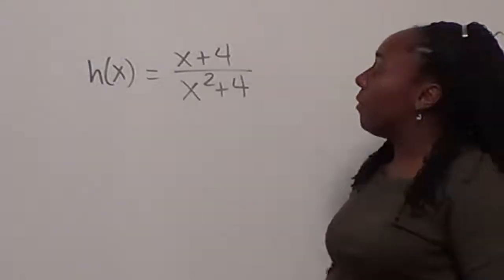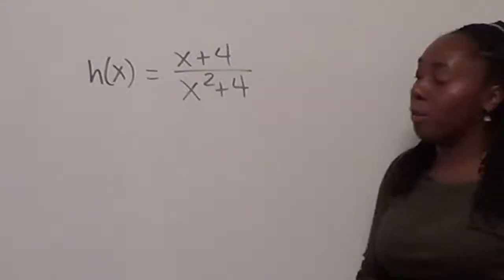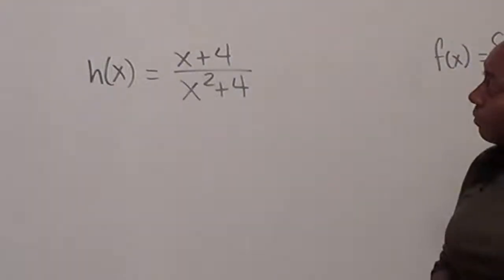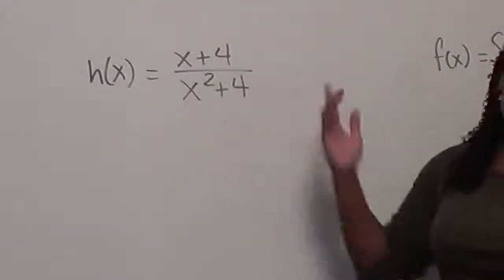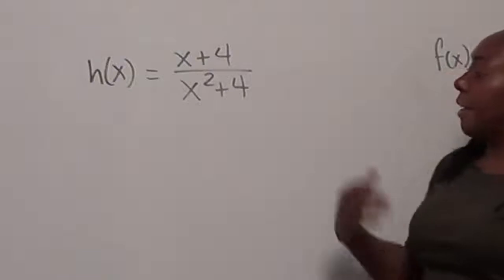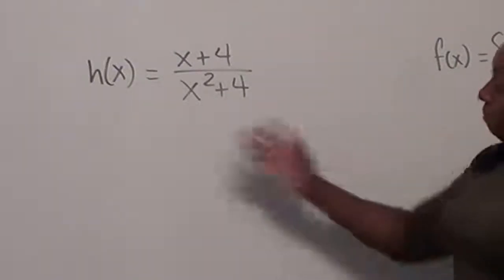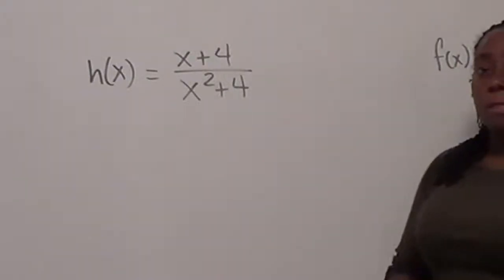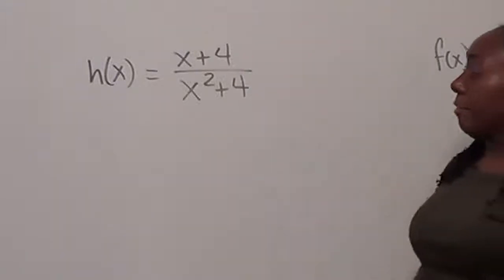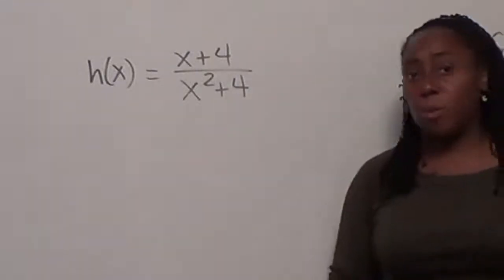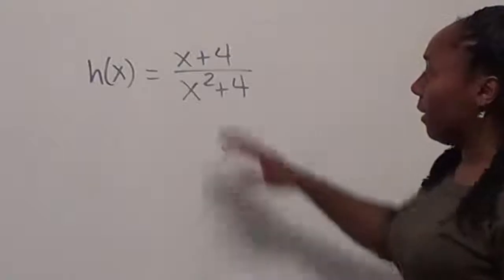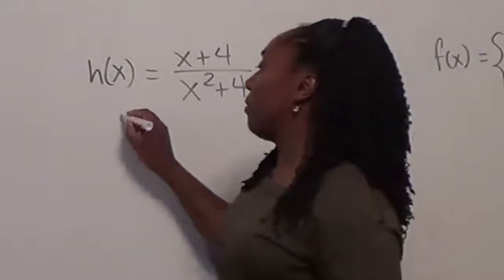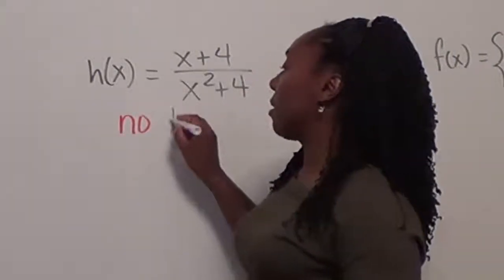In this other rational function, x plus 4 over x squared plus 4, here we can see the denominator doesn't factor. And if I put in any value, this function is always defined. You can try that. Plug in different values for x and you'll see you'll always come out with a real number. So in this case, this is a rational function that actually does not have any discontinuities.